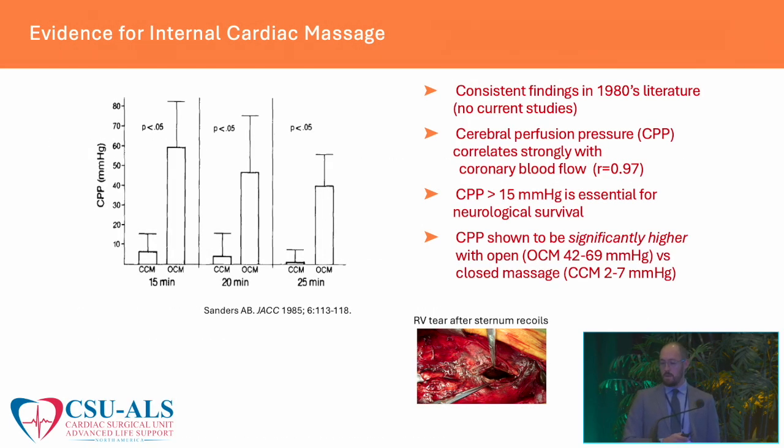Okay, so we talked a little bit about coronary perfusion, so now we're going to talk about cerebral perfusion, because obviously if you're not perfusing the brain, what's the point of the resuscitation in the first place? In this study, they studied closed cardiac massage versus open cardiac massage and compared cerebral perfusion pressure, again targeting greater than 15, and you can see the numbers in the graph. They were drastically better with open cardiac massage versus closed. So just another data point in support of getting in the chest as quickly as possible.